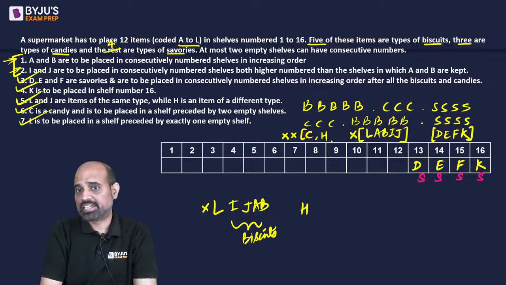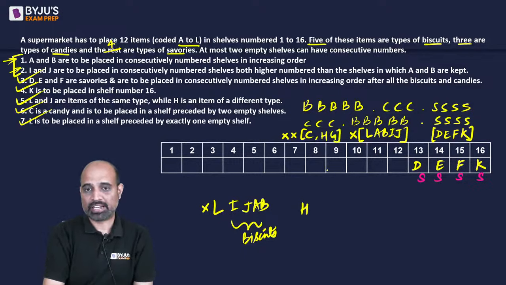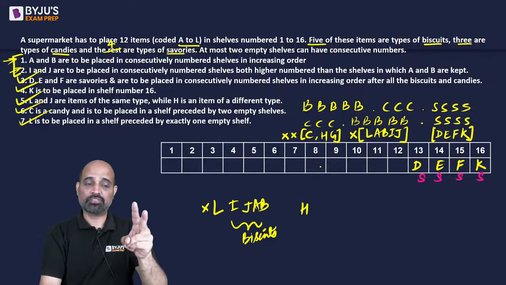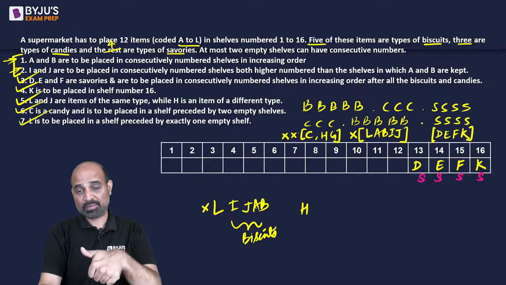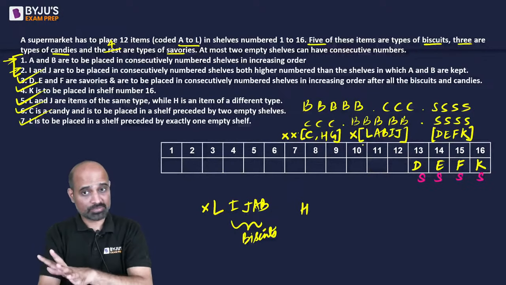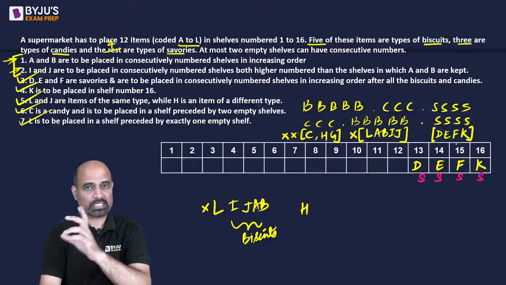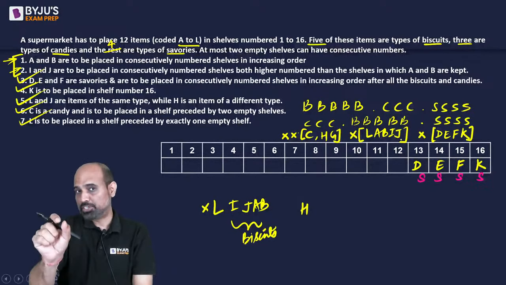Which is the last letter that we haven't taken care of? A, B, C, D, E, F, G. G is missing, so G is going to be candy. Now if we count, there are 2 empty places, then we have 3 candies, so 5 here. Then we have 1 empty space and 5 biscuits. So 5 plus 6, 11. 11 plus 4, 15. But there are 16 places. So that means there is definitely one empty shelf before D.